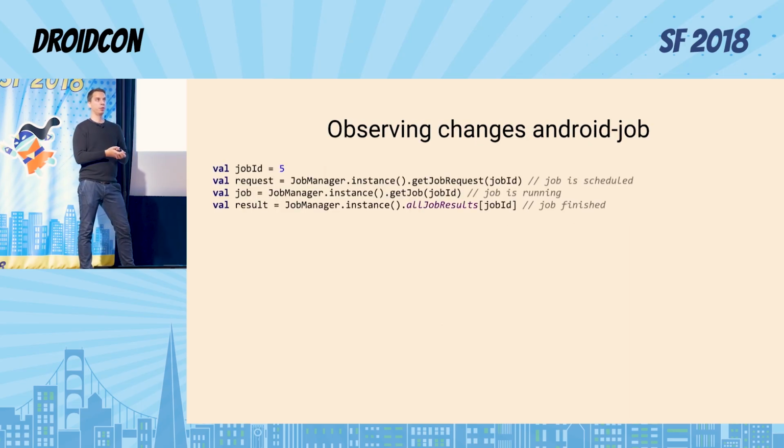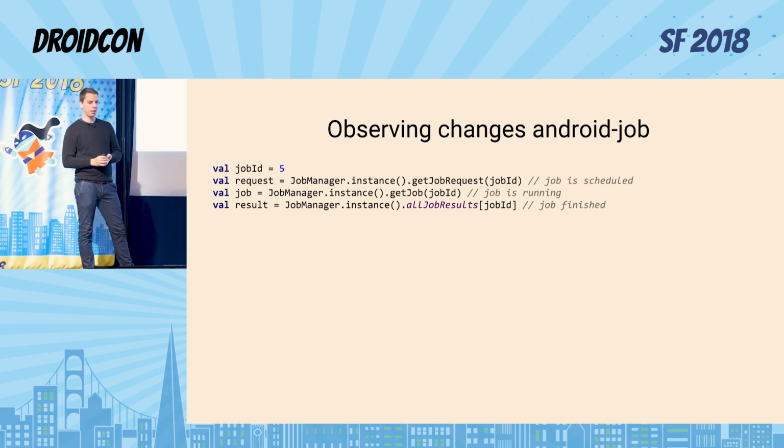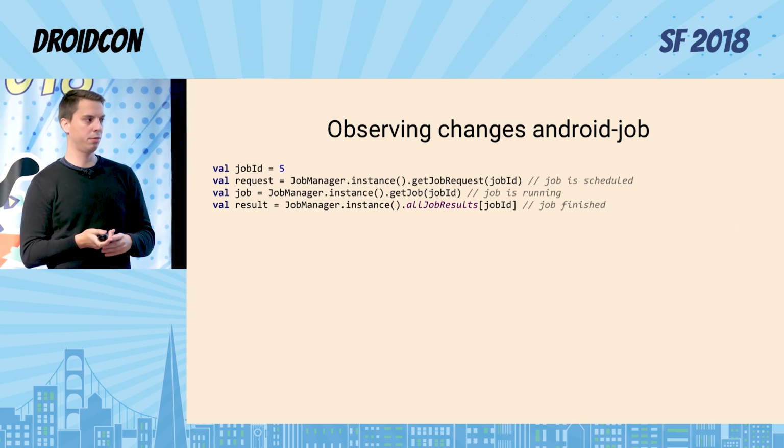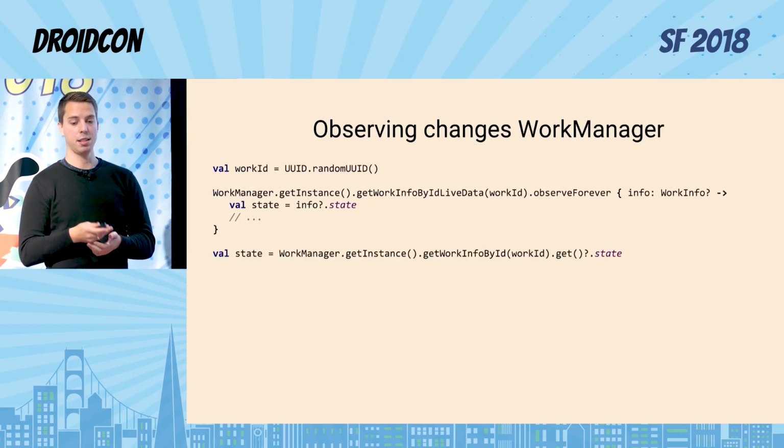Sometimes you also want to observe changes. For example, you have a longer running worker and you want to display a notification or some other UI in your app, then you want to observe the life cycle of your workers. That's something Android Job doesn't provide. You can query the status, but there's no API for registering a callback. WorkManager has that, and that's pretty cool.